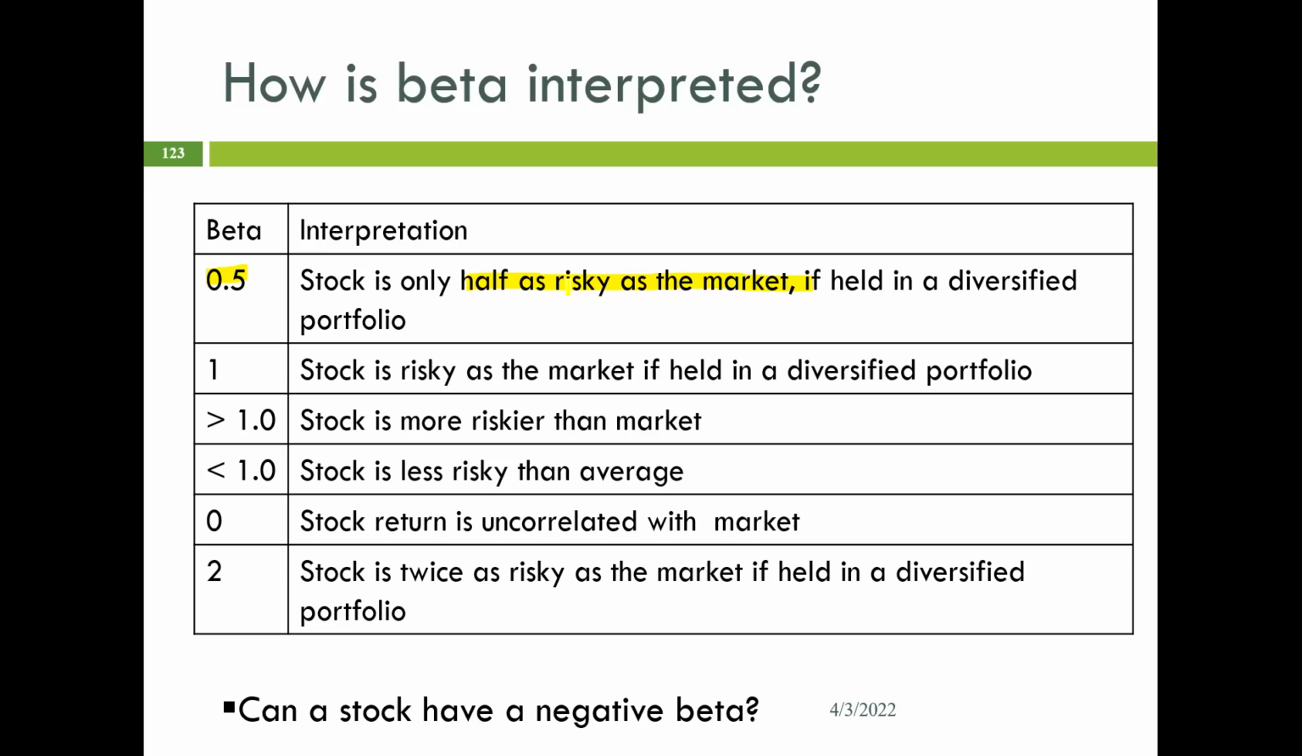So half as risky as the market. So beta can be negative even, right? If it is negative, it goes in the opposite direction. But anyway, negative betas are very rare.